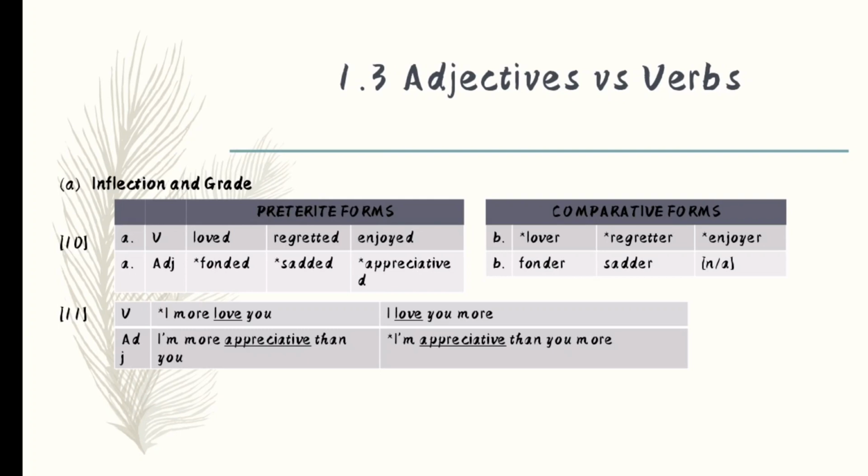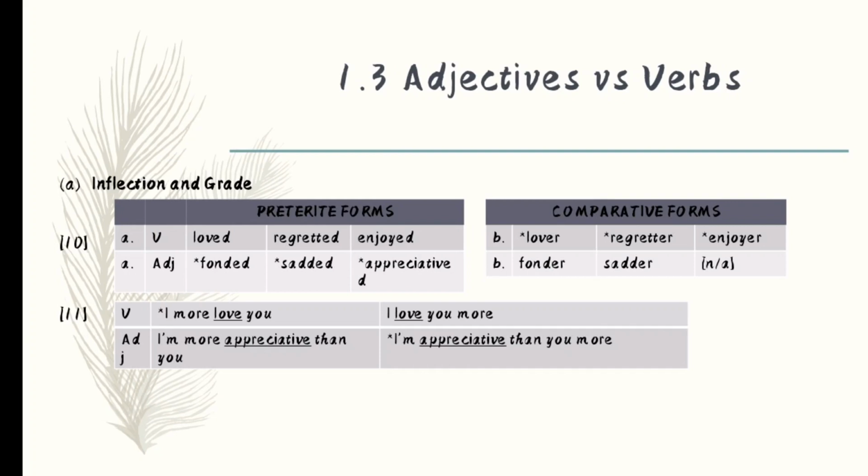1. Inflection and grade. Most distinctive are the preterite and third person singular forms. Let's go to the example. In preterite forms, this is a verb: loved, regretted, enjoyed. This is a true example. And for a verb in comparative forms, like lover, it is of course established in a quite different sense as a noun, but the point here is that it's not the comparative of love.